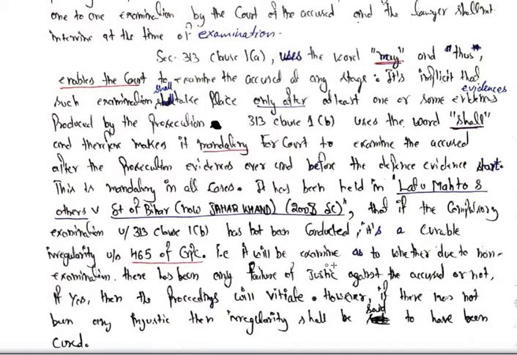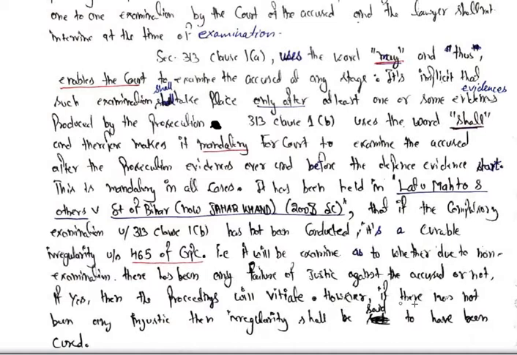That is, it will be examined whether due to non-examination there has been any failure of justice against the accused or not. If yes, then the proceedings will vitiate. Vitiate मतलब क्या? Proceedings क्वैश हो जाएंगी, कैंसिल हो जाएंगी और फिर से आपको ट्रायल करना पड़ेगा. Means the proceedings will be quashed and the trial has to be done again.